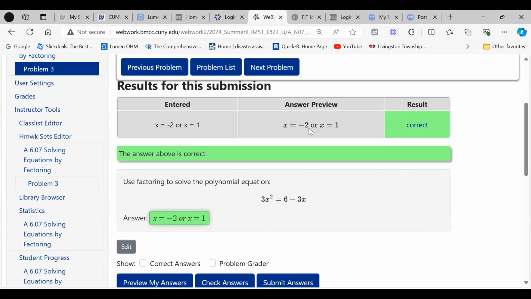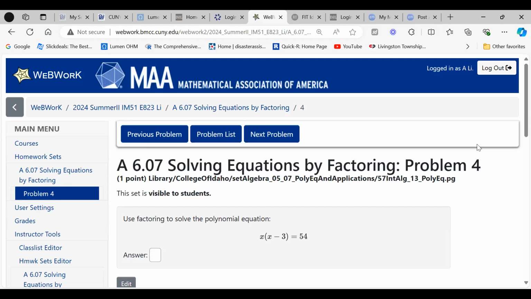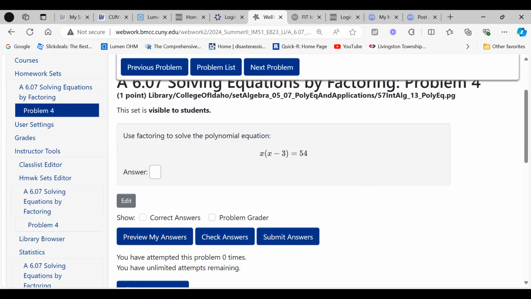All right, let's try one more and then we end class. This one we have to distribute first and then move everything to the left and solve for x from there. Okay. Let me just screenshot this. I'll give you a couple minutes for this.